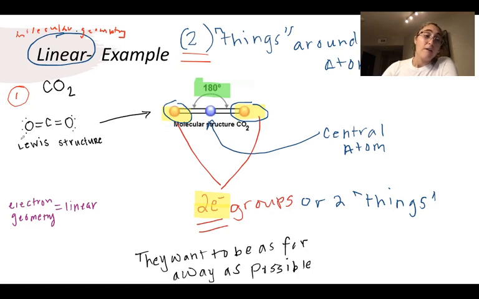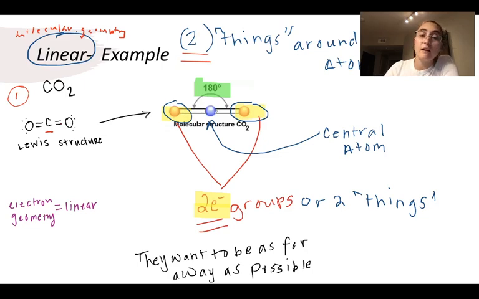So now we have our Lewis structure, and we need to predict what it's going to look like as a shape. What is its shape going to be? In this case, we have two things around our central atom. Carbon is our central atom, and we have two oxygens on either side of it. Those two oxygens on either side of it are giving us a straight line shape.